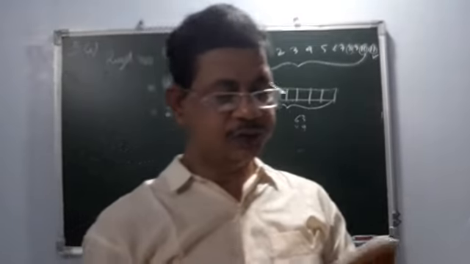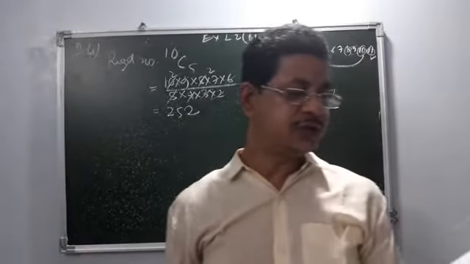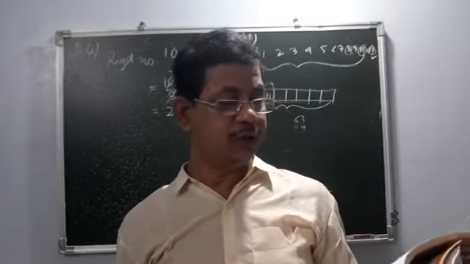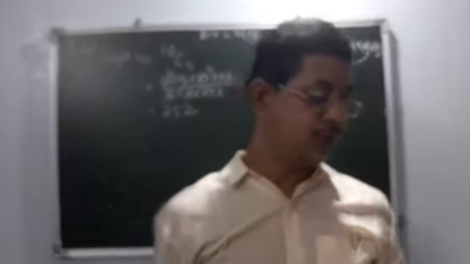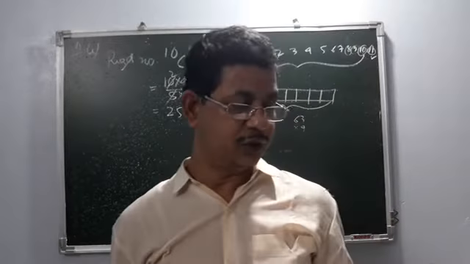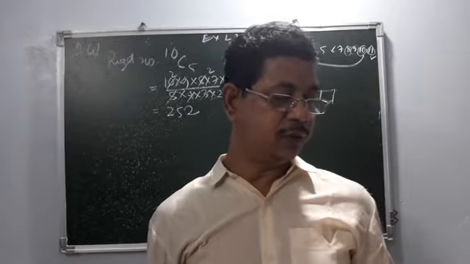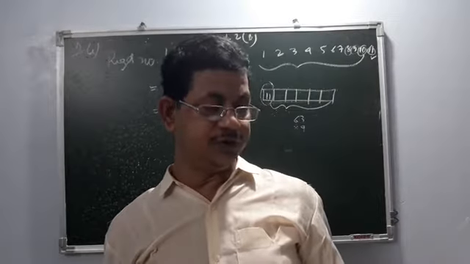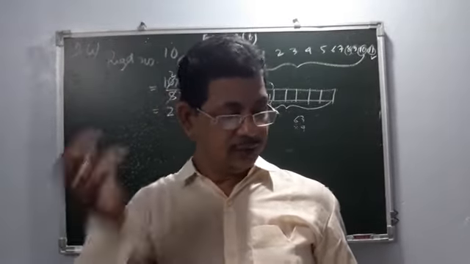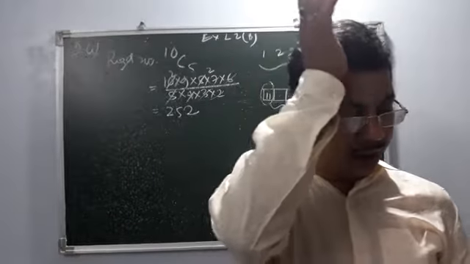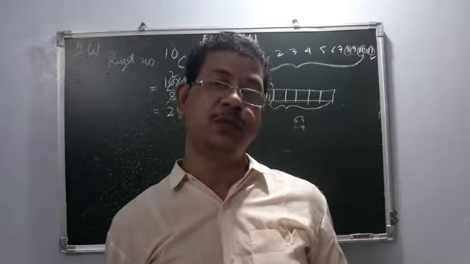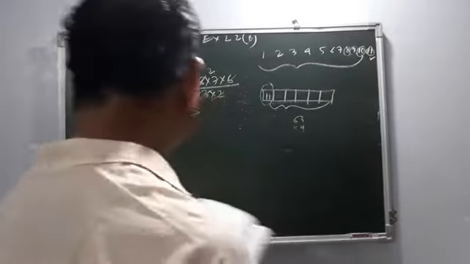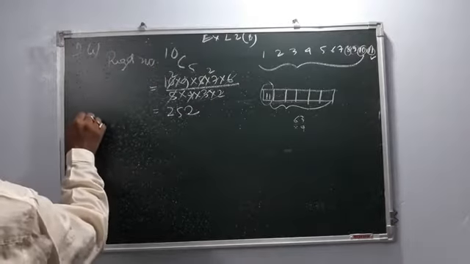Next question, that is 9.2. From 7 teachers and 5 students, a committee of 6 is formed. In how many ways can this be done? The first condition they have given: at least 3 students should be there. So you see how to do 9.2.